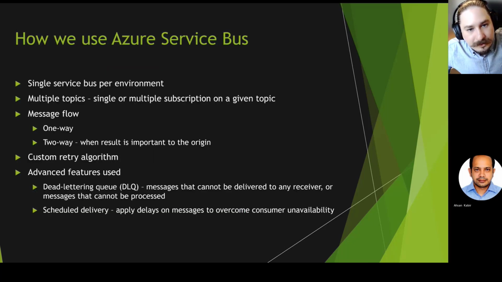All right. So how do we use Azure Service Bus? We have a single service bus per environment, and we have multiple topics, and single or multiple subscriptions as well. We usually have one-way message flows, but as far as I remember, we have two-way messages as well, because when an operation finishes, sometimes we need the result.